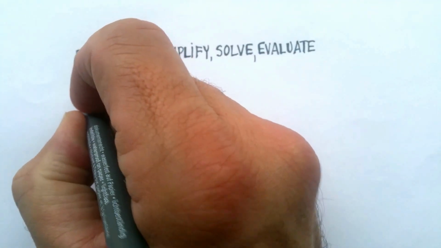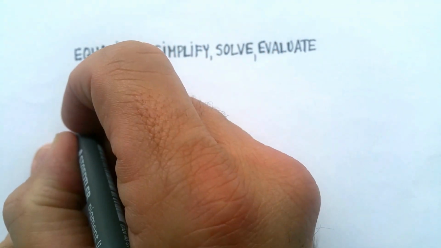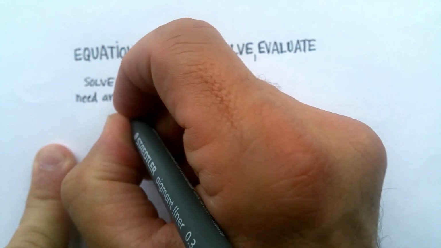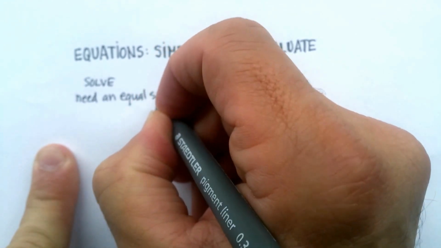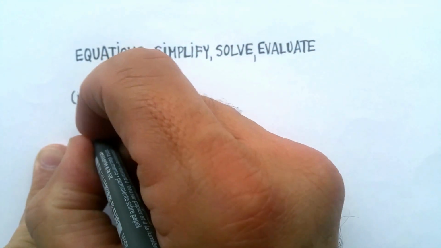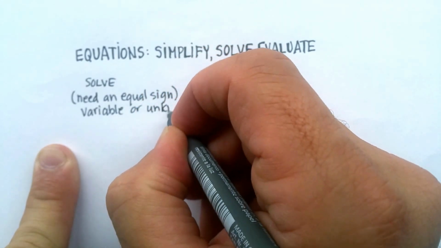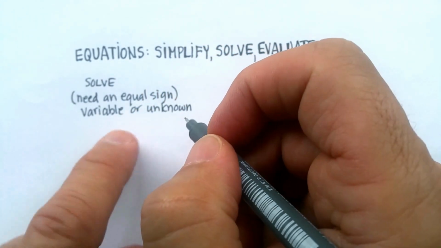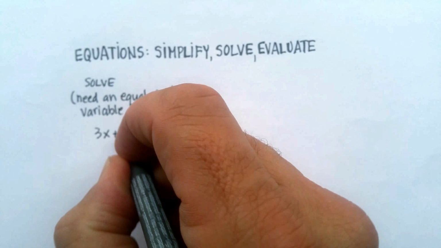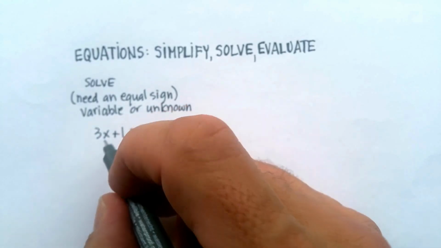When I solve something, let's just start with solve, because that's probably the most common. When I solve something, I need an equal sign. Let me show you what that looks like. Need an equal sign. And that usually means that you have some kind of a variable or an unknown that you are looking for. You want to replace that variable or that unknown with a number of some kind. So for example, something like 3x plus 1 is equal to 5 would be solving. I would solve for the x.